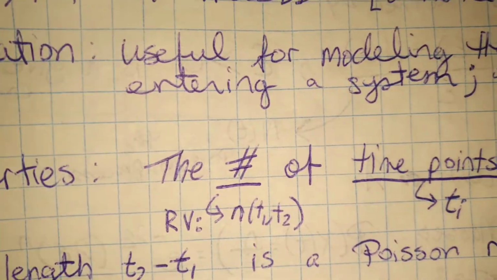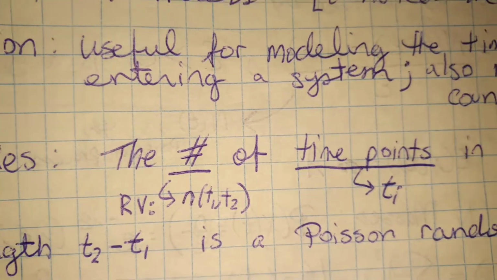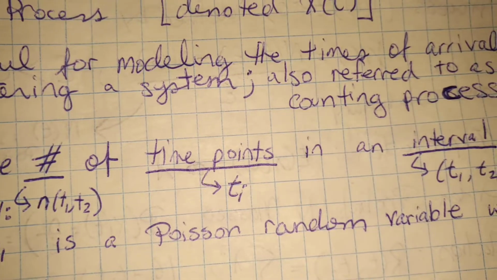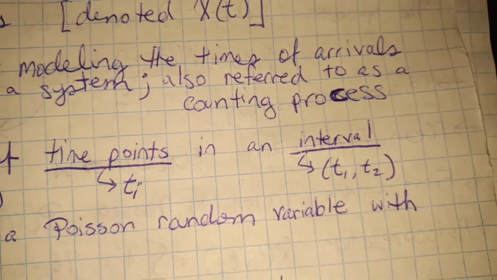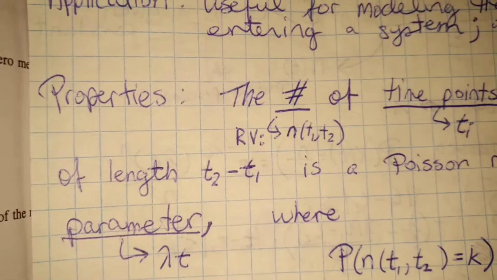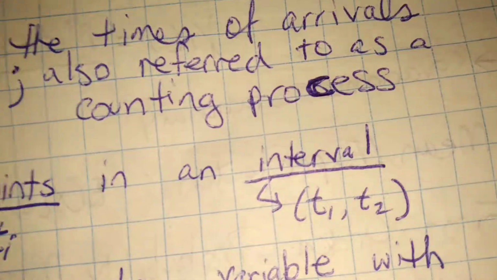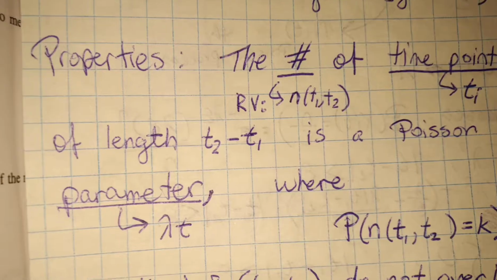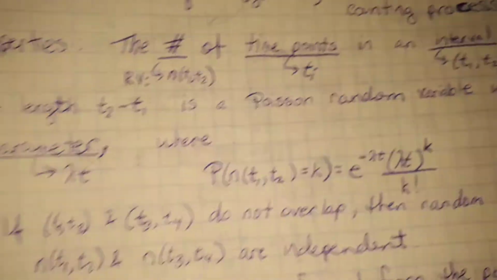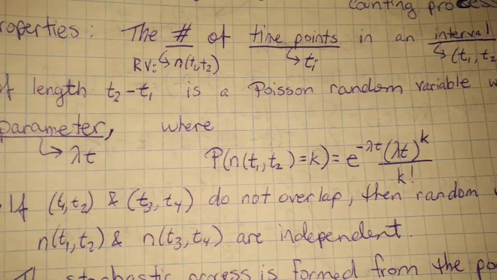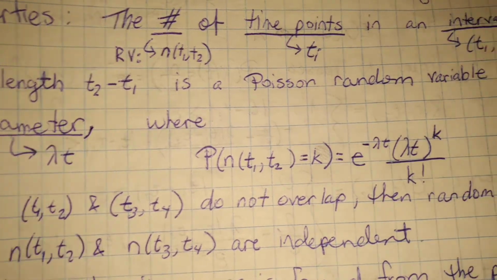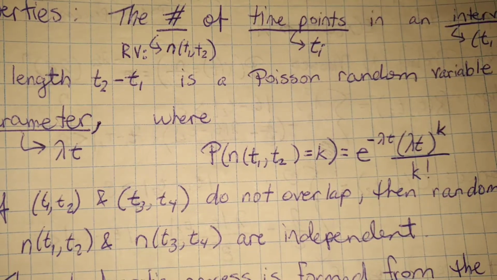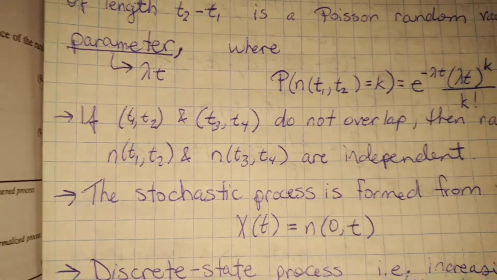The number is a random variable n of t1 and t2, and the time points ti lie in an interval. As I said, the interval is t2 minus t1, so we denote the interval as bracket t1 comma t2, and the parameter is lambda t. If t1, t2 and t3, t4 do not overlap, then the random variables n(t1, t2) and n(t3, t4) are independent.